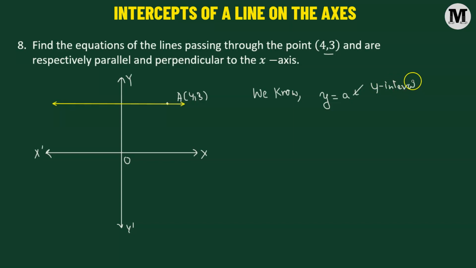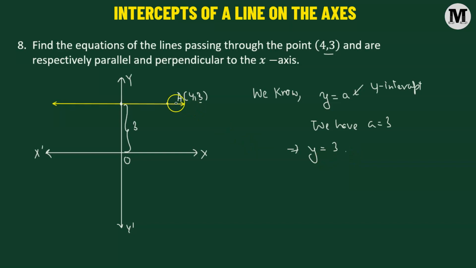Now to find out the y-intercept, we only have to check at what point the line is cutting the y-axis. So this distance is nothing but the y coordinate of A, which is 3 units. So that means we have the value of a equals 3, which implies that the equation of that particular line is going to be y equals 3.